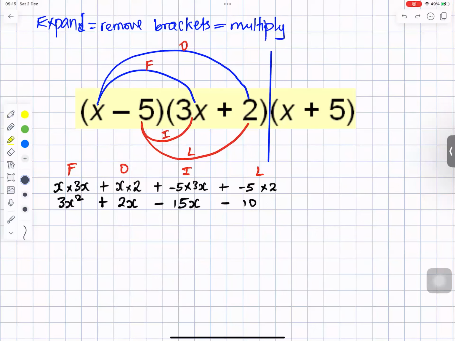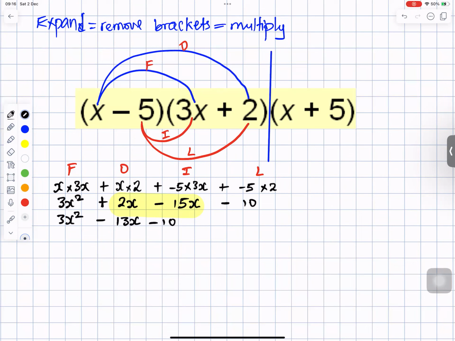If you notice, we got there. So the 3x squared stays the same. 2x minus 15x is minus 13x. Congrats. And then minus 10. And that's your answer for that one.